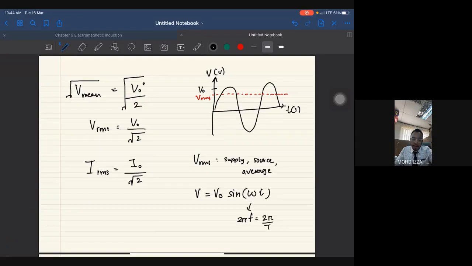V naught is V naught, the maximum. Biasanya dia akan kasih VRMS. So you have to find V naught lah. You can rearrange this equation. V naught equals to VRMS multiplied with square root of 2. And then you will get V naught. And then you can substitute inside here. The same thing I can write about my current I.